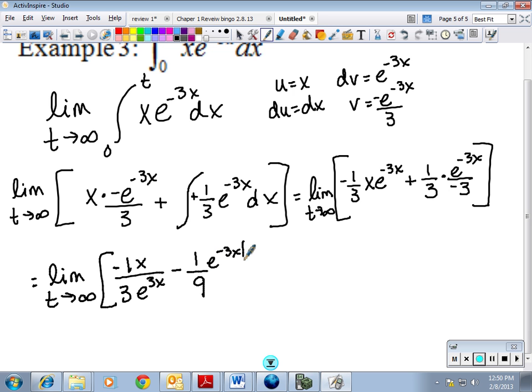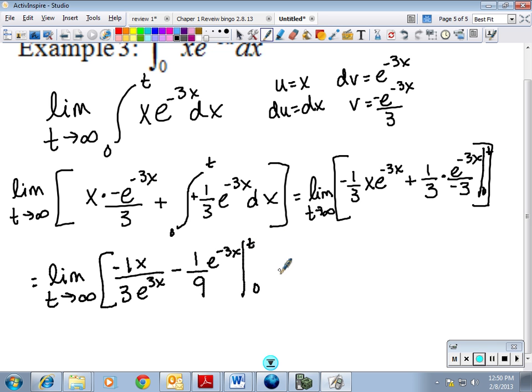And this is going from 0 to t. Somewhere along here I lost my 0 to t. The whole thing's going from 0 to t.